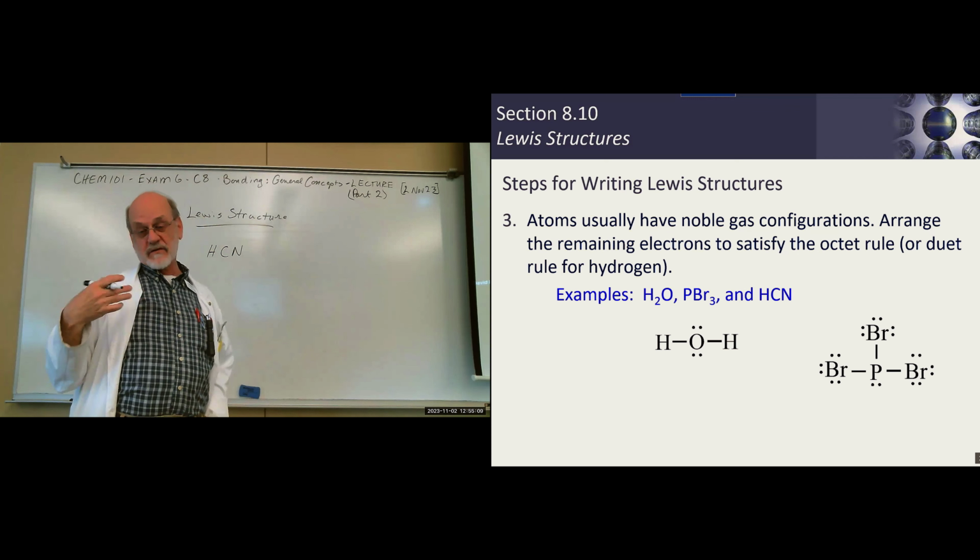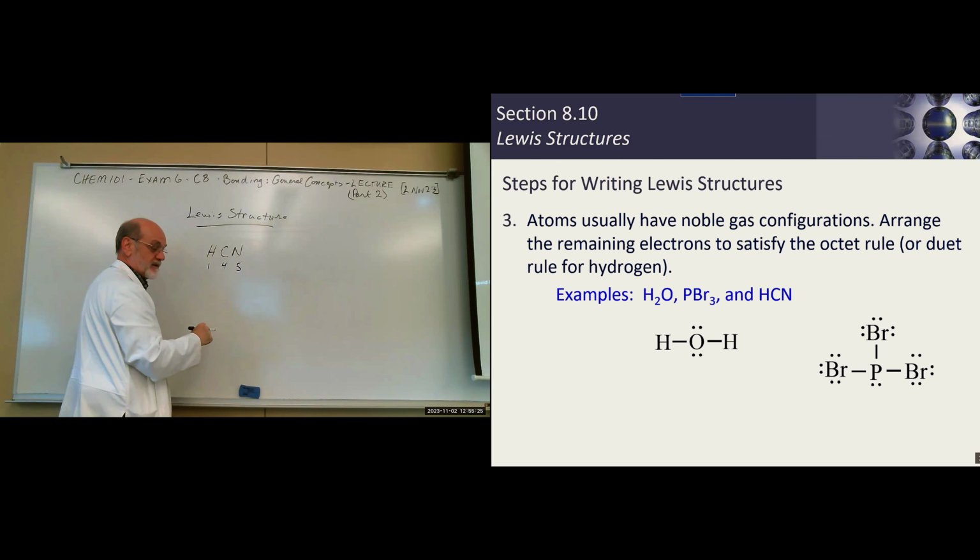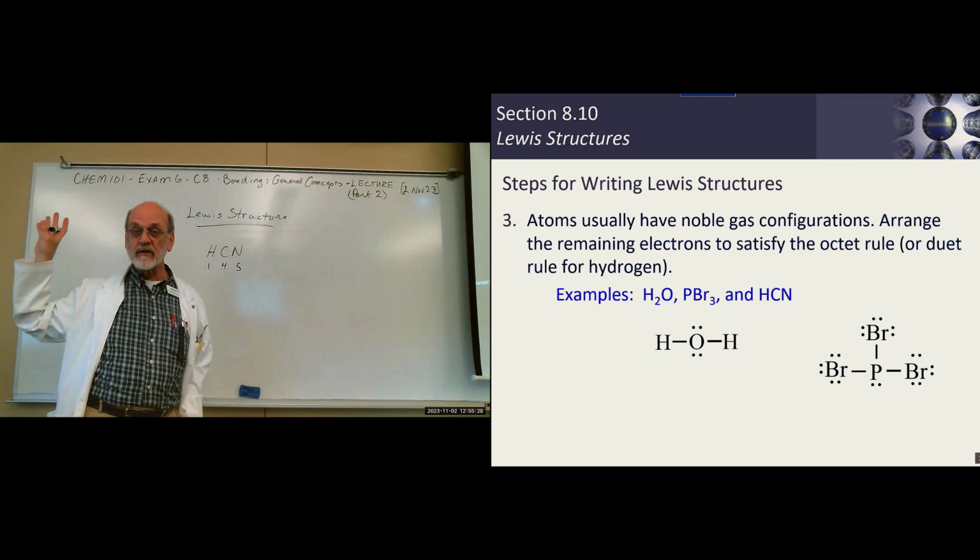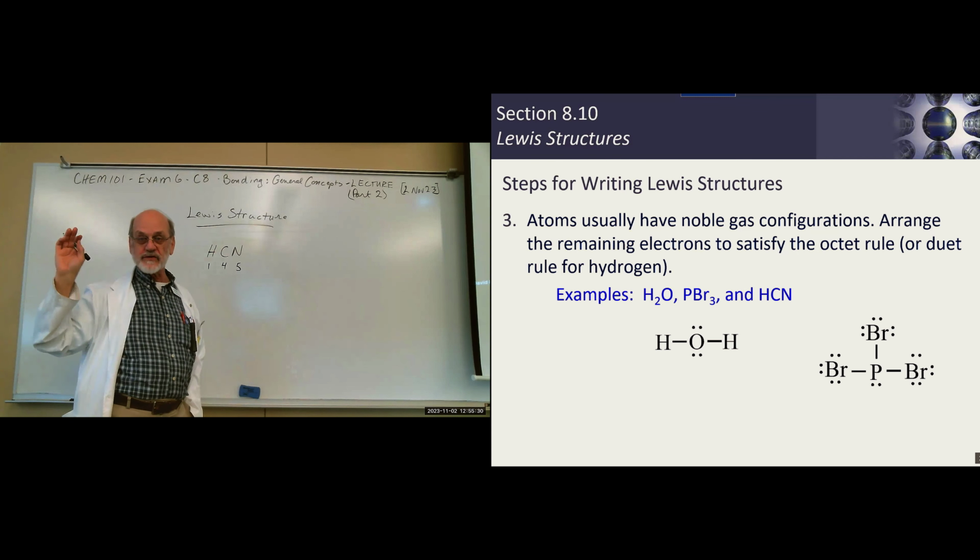So we have 1 valence electron there. We have 4 for carbon. We have 5 for nitrogen. Right? Just look at your periodic table, count from left to right, how many positions over, those are your valence electrons. So we add these together and we have 10. 10 valence electrons. Okay.